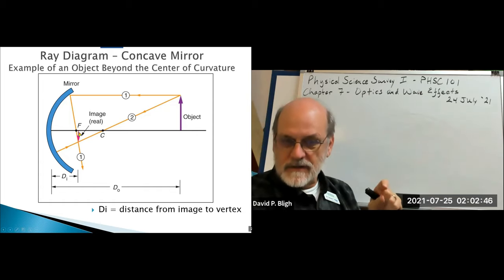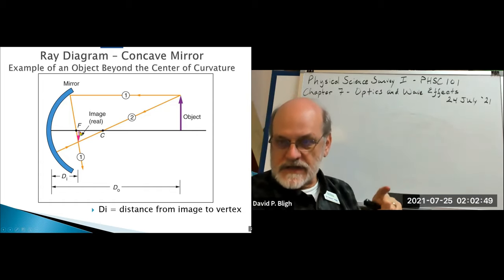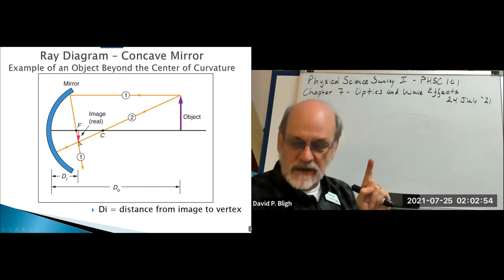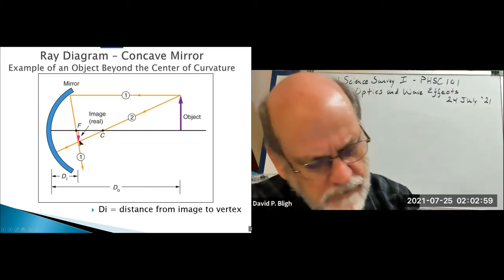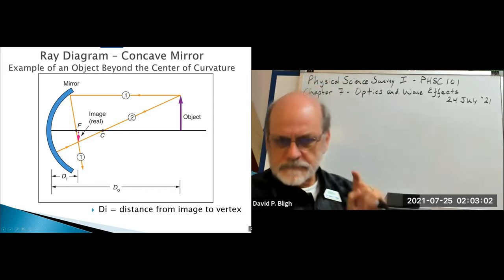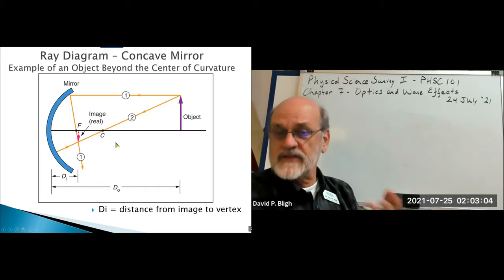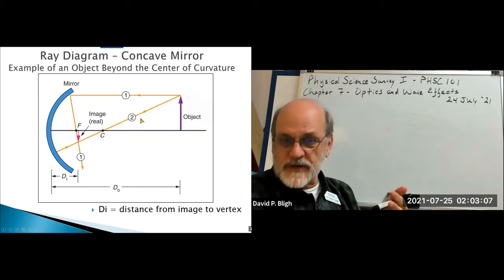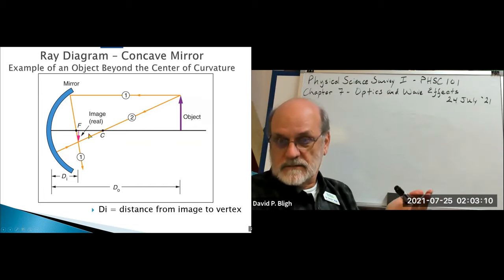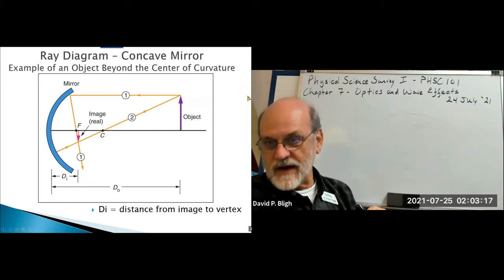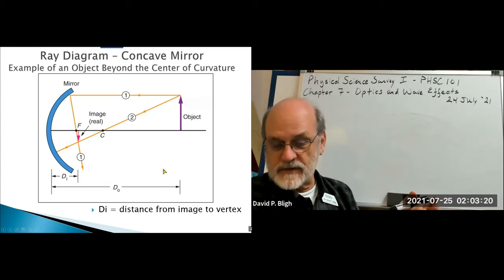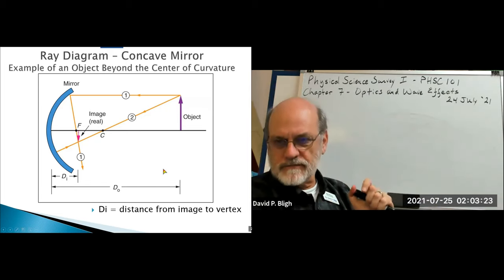So this image is inverted. Right? And it's also a real image. Right? I'll define real and virtual in just a second. Okay, that's one example. If we move the object to another position, the image will move. Right? Just put it in different places. Say, move this over here and say, what does that do? Or move it out here and try it again. See where that happens.